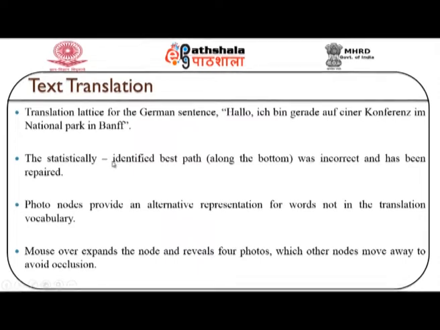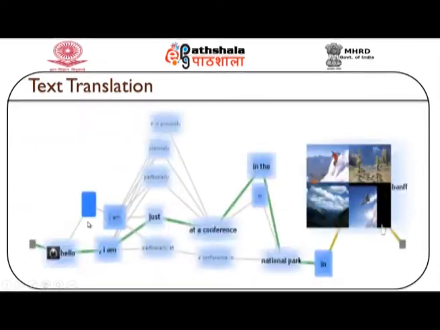So, there is another approach which is called the text translation approach. Some kind of text translation can also be visualized in a particular manner. So, if you look at the translation lattice for the German sentence hello, which is followed by some German words, statistically we try to identify the best path along the bottom, and if it is an incorrect path we try to repair it. Photo notes also provide an alternative representation of words not in the translation vocabulary, and mouse over tries to expand the node and reveal the 4 photos while other nodes move away, so that they try to avoid occlusion or hiding the essential part of it.